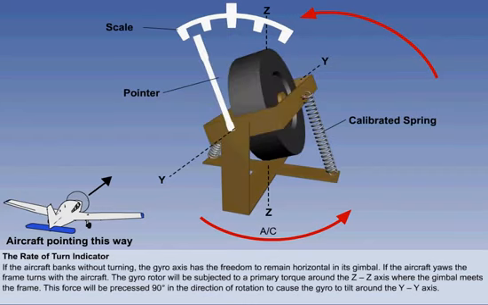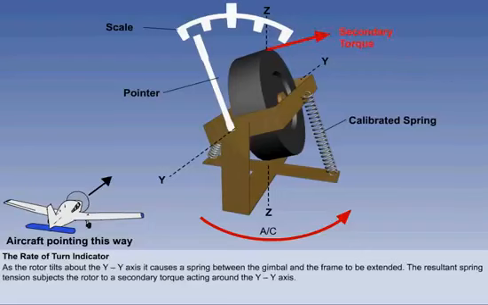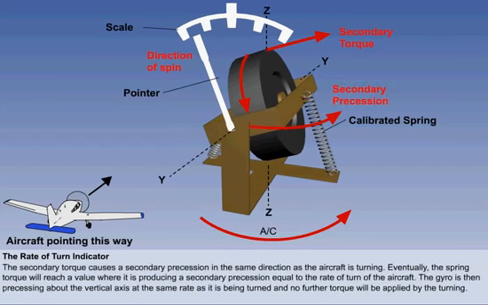As the rotor tilts, it causes a spring between the gimbal and the frame to be extended. The resulting spring tension subjects the frame to a secondary torque acting around the YY axis. This secondary torque is also precessed through 90 degrees in the direction of rotor spin to produce a secondary precession in the same direction as the aircraft is turning. Eventually, the spring torque will reach a value where it is producing a secondary precession equal to the rate of turn of the aircraft and in the same direction.